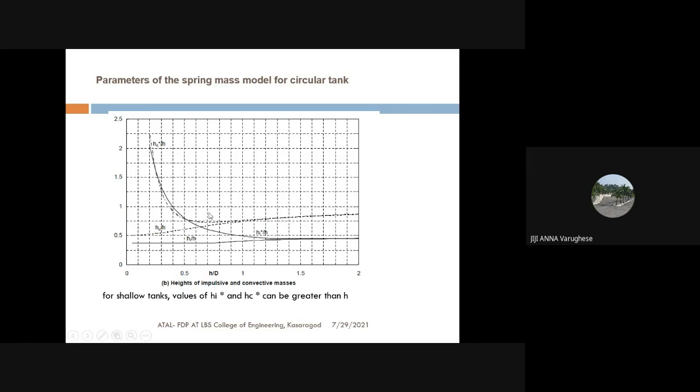And sometimes for a shallow water tank, assume that our H by D value is very less than 0.5. There are chances that this HC star and HI star may increase beyond the total height of water. In that case, instability may occur. We have to check the instability and we have to provide sufficient anchorage to the water tank.